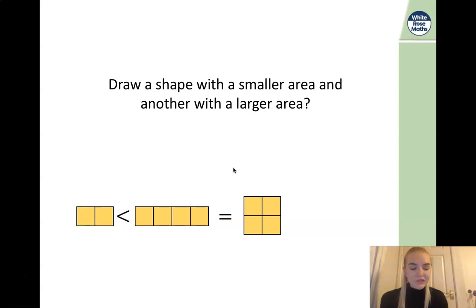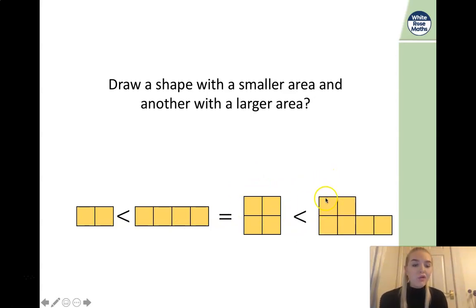Okay, so let's see if you got similar to me. So if I wanted to draw a shape with a smaller area than this shape here, we know my area is 4. There are 4 squares. So this shape has to have an area of less than 4 squares. I have chosen 2 squares, giving me an area of 2. If I wanted a shape that was bigger than this shape, I could make a rectilinear shape that looks like this. I have an area of 1, 2, 3, 4, 5, 6. I have used 6 squares to find the area inside this shape. So this shape is larger than this one.